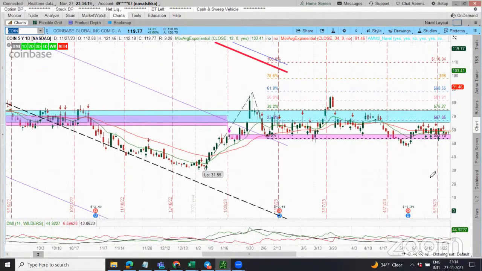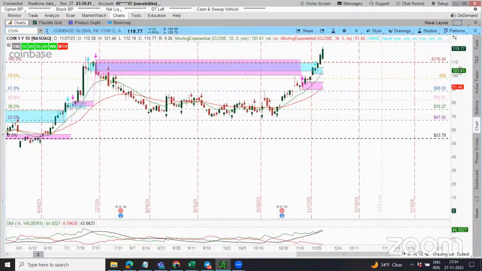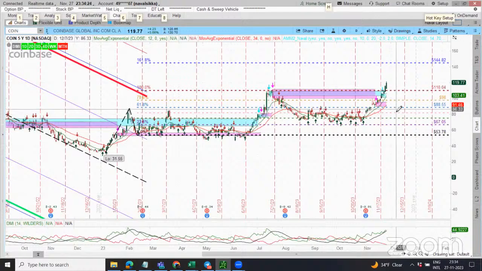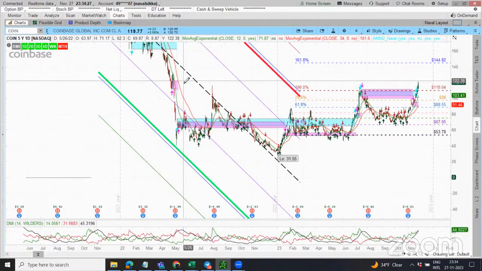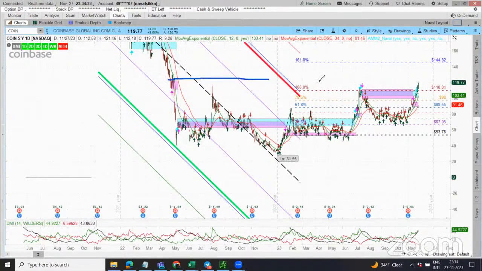It's running. It's hitting all my areas. Like 110 was my target, and now 144. But my only concern is that 122 was the previous area where it had struggled. It almost came near 122, and now it's holding. My concern here is, with Bitcoin going down, why did it go up? There was nothing as such in the market which would improve Coinbase. Maybe it was short covering, I don't know, but whatever it was, it was massive.